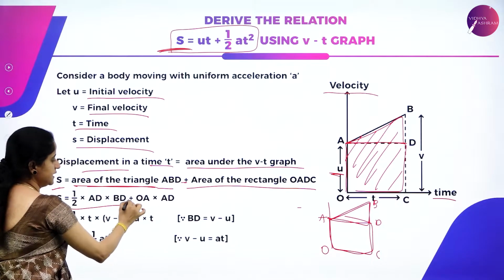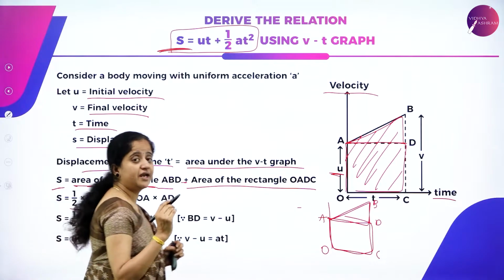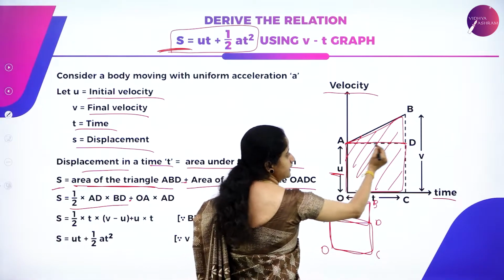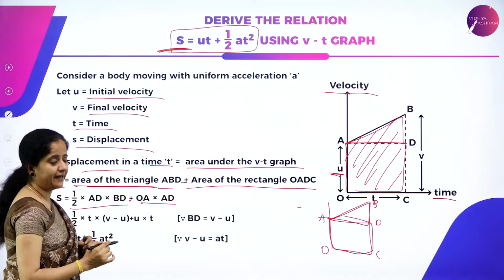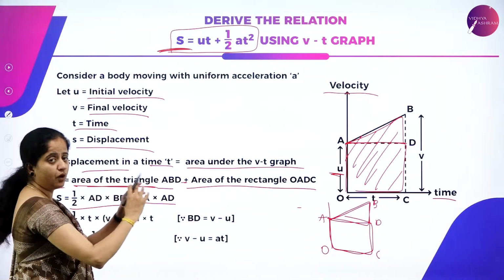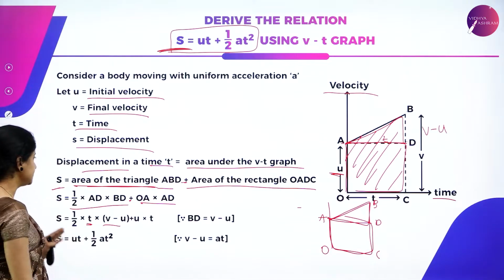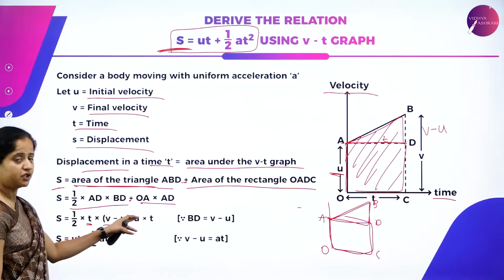Plus, we have the area of rectangle OADC. Area of rectangle is length into breadth. Length is OA, breadth is AD. So, it is plus OA into AD. Now, let us substitute what is given by the variables and simplify this. We have S is equal to half T into V minus U plus U into T.